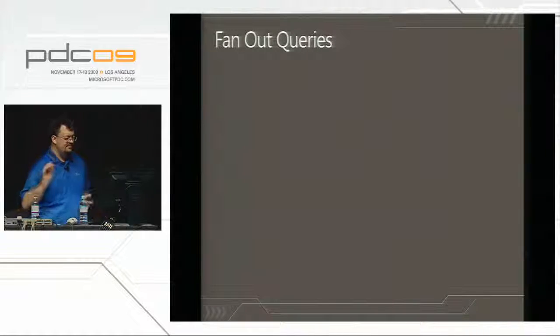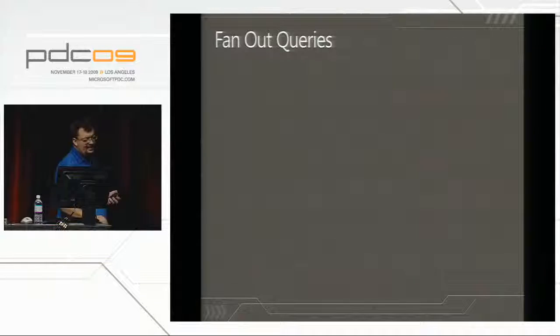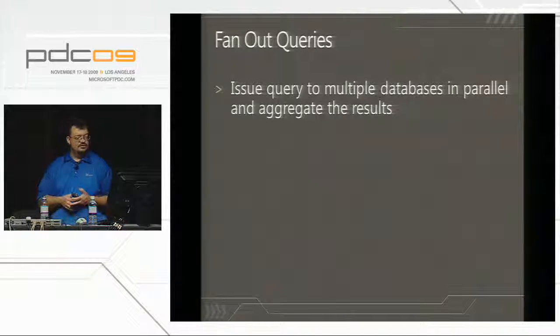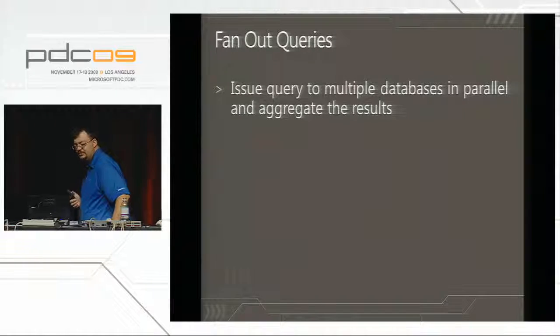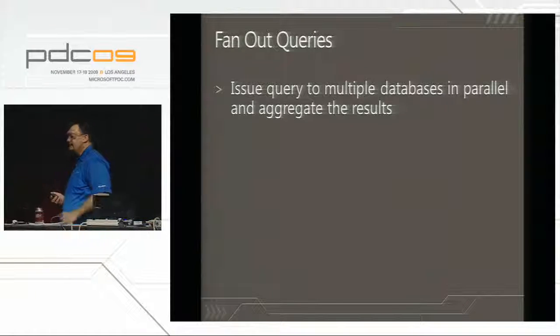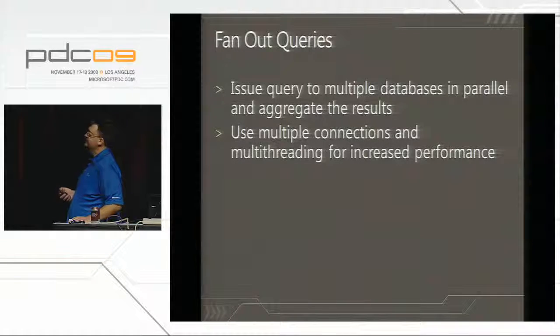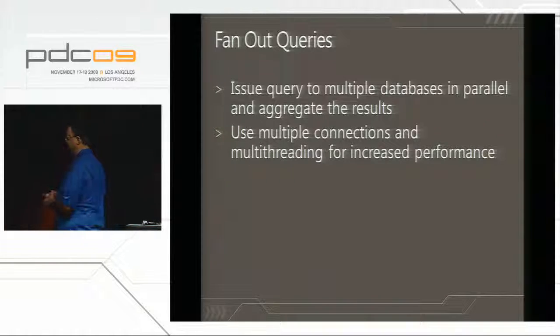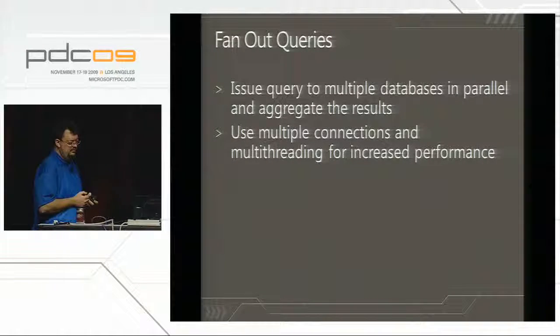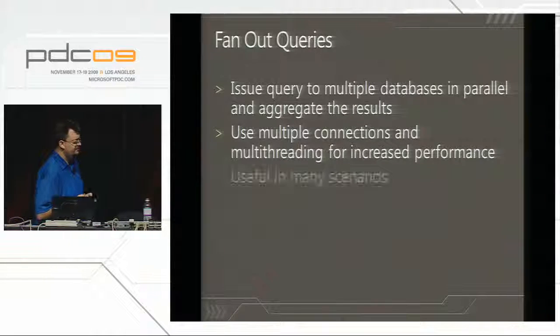I should have renamed this slide, fan-out queries on a decent network. So with a fan-out query, you issue a query to multiple databases in parallel and aggregate the results. It's not that difficult. But to get the best performance, use multiple connections and multi-thread your calls for increased perf.